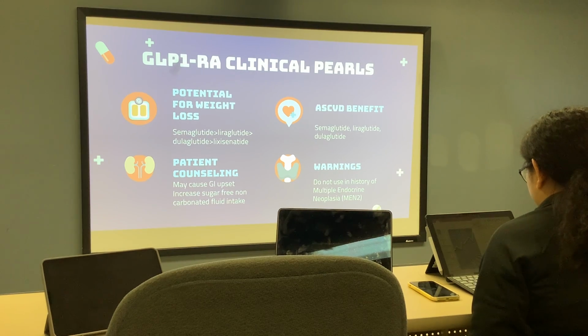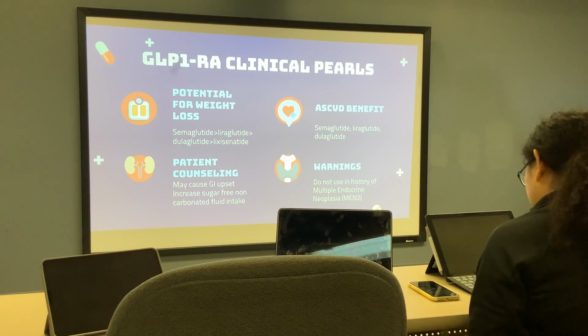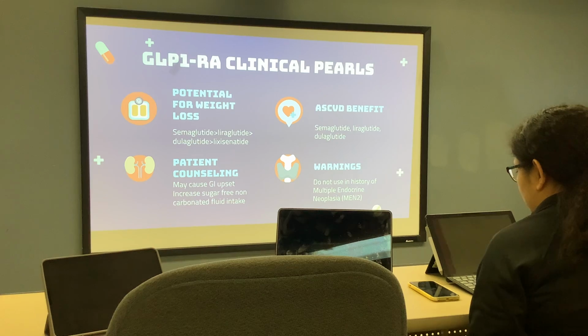Also, they offer ASCVD benefit with semaglutide, liraglutide, and dulaglutide. So if you have a patient who comes in with high CVD risk, needs weight loss, and is a newly diagnosed diabetic, GLP-1RAs are a great option. And then we do not want to use these meds in a patient with a history of multiple endocrine neoplasia.